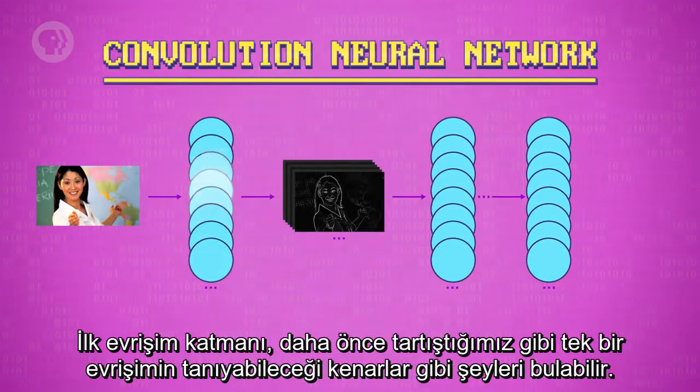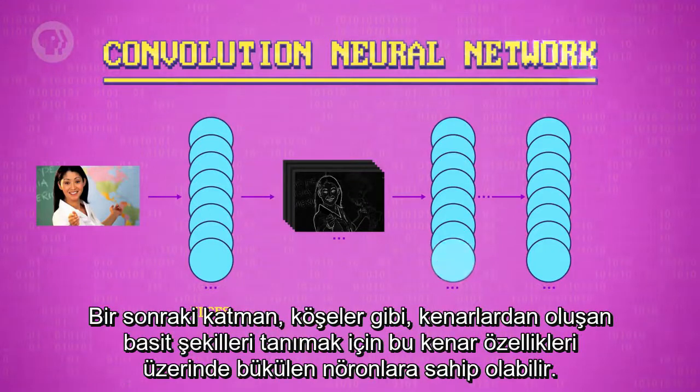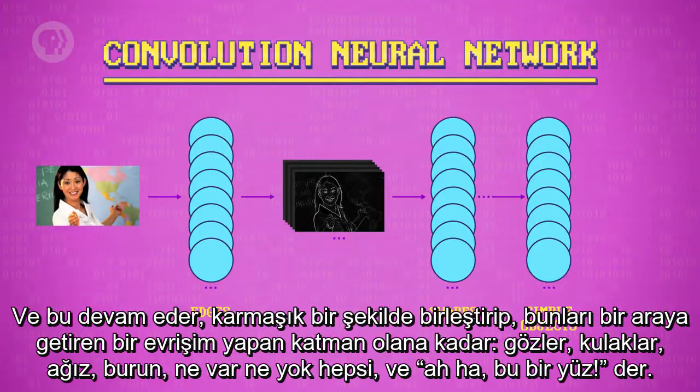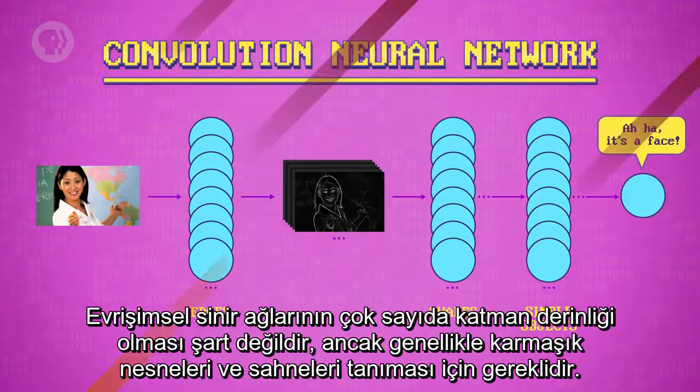The very first convolutional layer might find things like edges, as that's what a single convolution can recognize, as we've already discussed. The next layer might have neurons that convolve on those edge features to recognize simple shapes comprised of edges, like corners. A layer beyond that might convolve on those corner features and contain neurons that can recognize simple objects like mouths and eyebrows. And this keeps going, building up in complexity until there's a layer that does a convolution that puts it together. Eyes, ears, mouth, nose, the whole nine yards, and says, aha, it's a face.